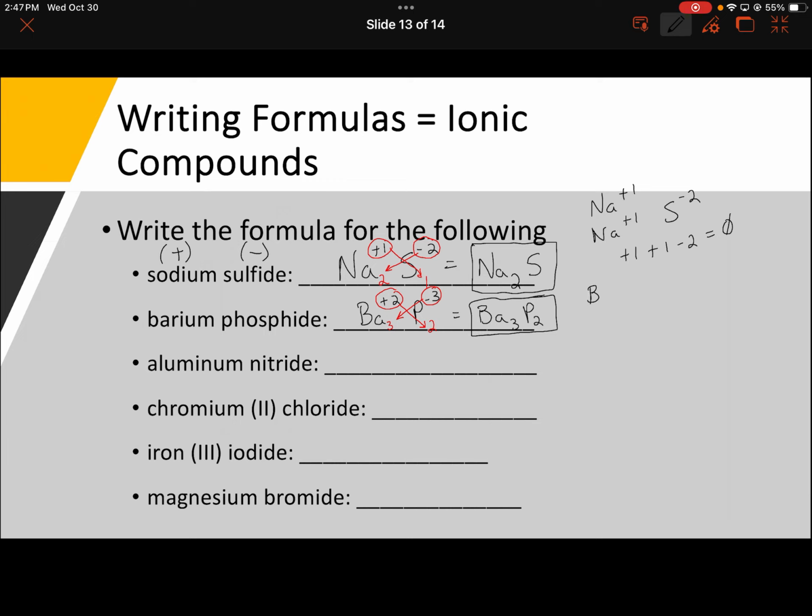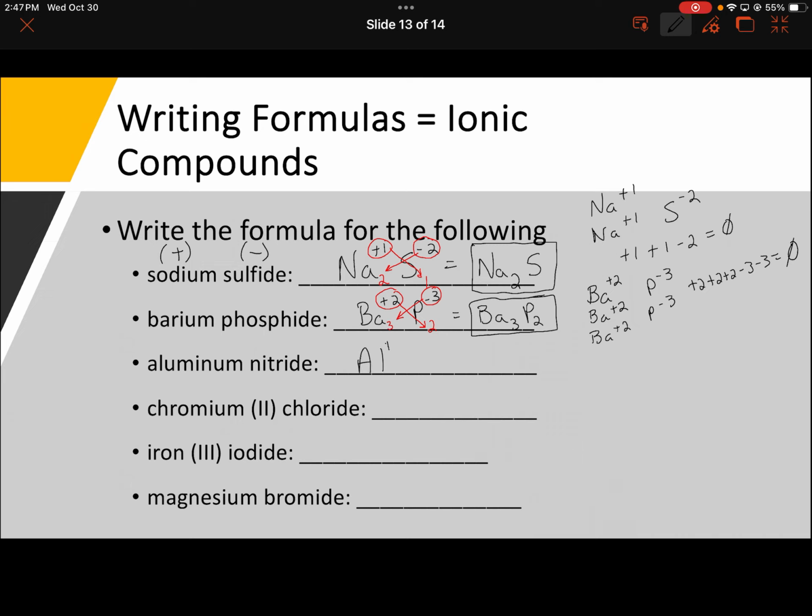And again, if I look at those charges, there's 3 bariums. There's 2 phosphorus. And if I add those together, all of that equals 0. Our oxidation numbers should always add up to 0.